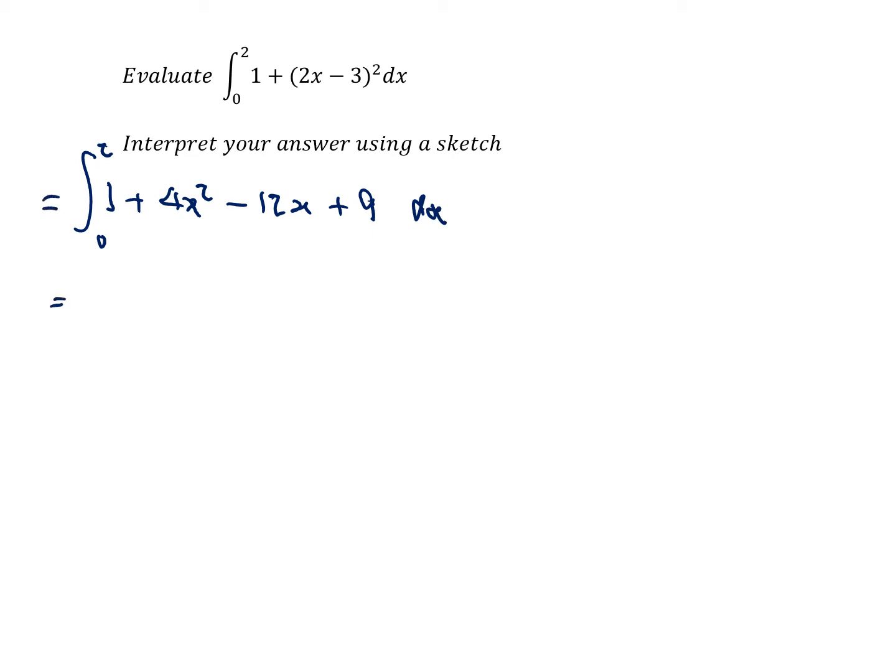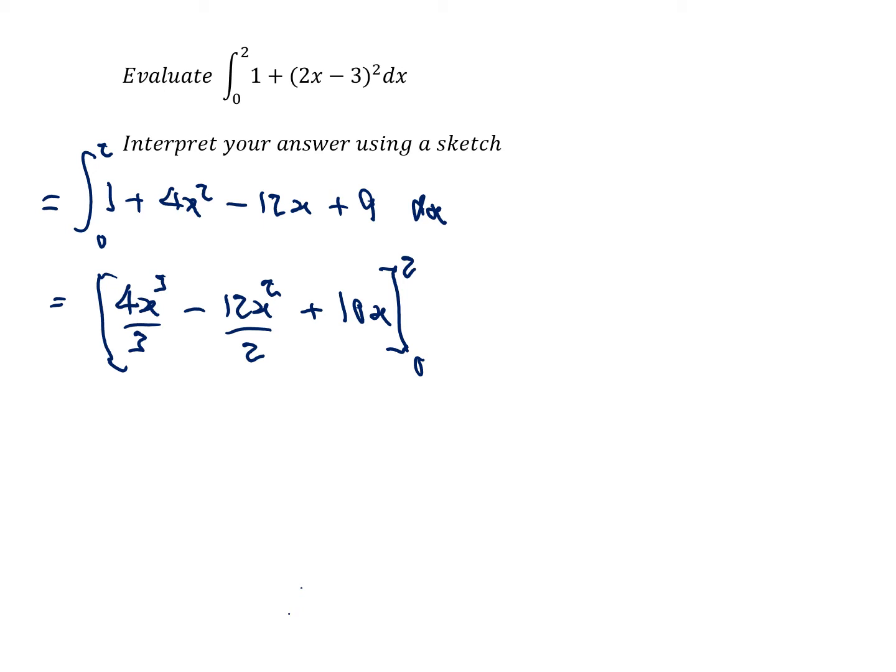And when I integrate the 4x squared, I add 1 to the power, divide by the new power. Integrating the minus 12x gives me minus 12x squared, adding 1 to the power, dividing by the new power. And then the 1 and the 9 together, I can add those together and integrate those directly to give me 10x. I don't need the plus c because I've got these limits here.